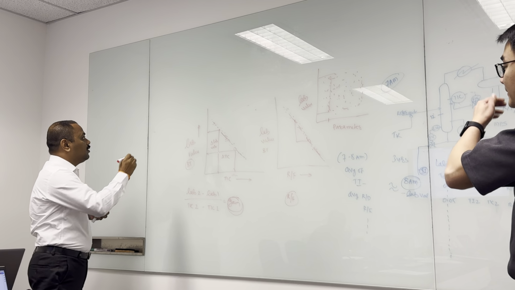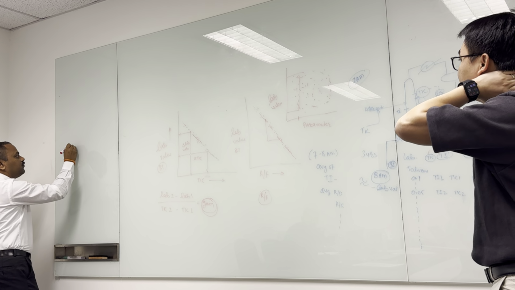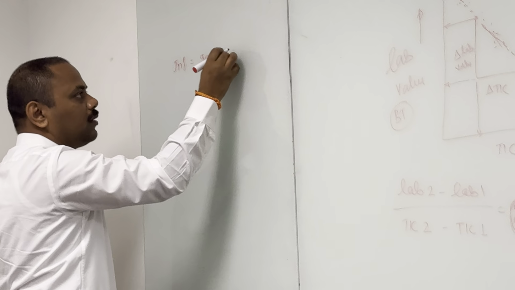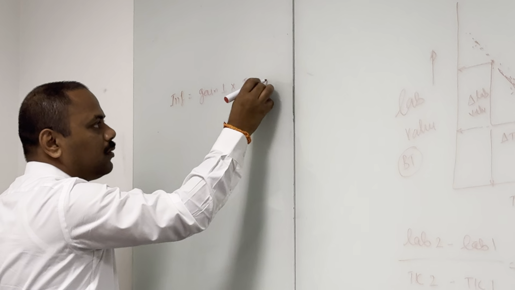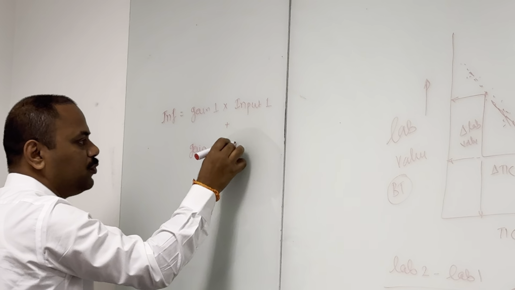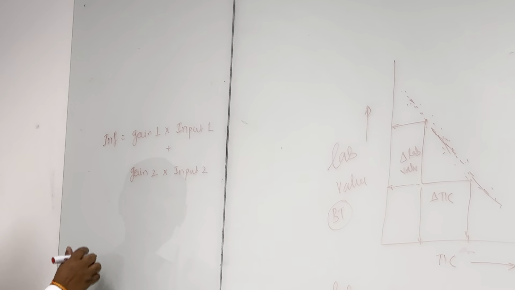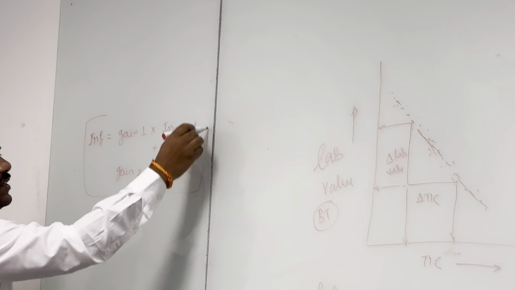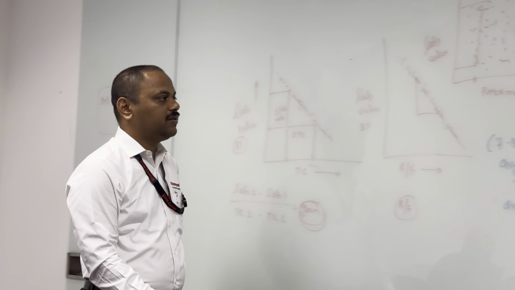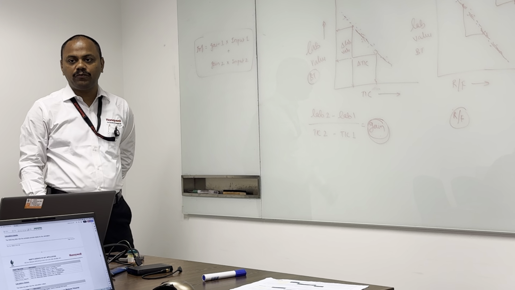Now, when we make an inferential, this is clear: the inferential is equal to gain 1 into input 1, plus gain 2 into input 2, and so on. But because this is based on historical data, we took 3 years of data, correct? Yes. This is past performance, but we need it for the future, right?